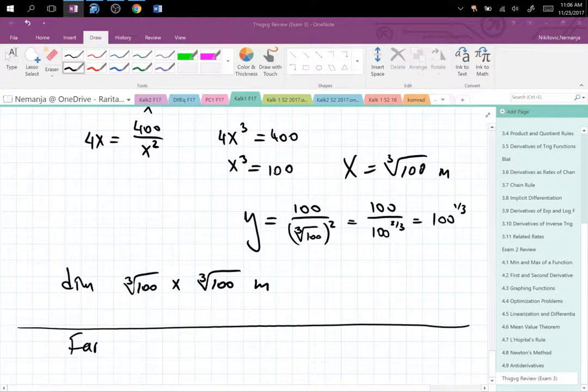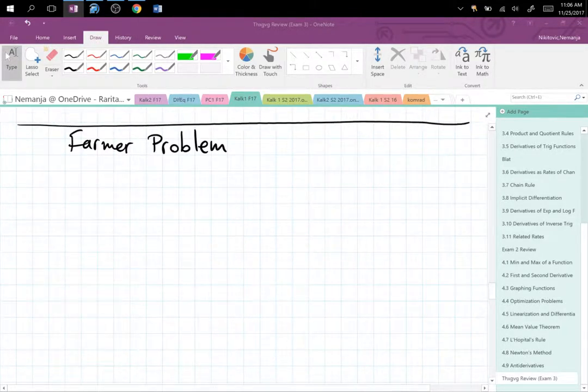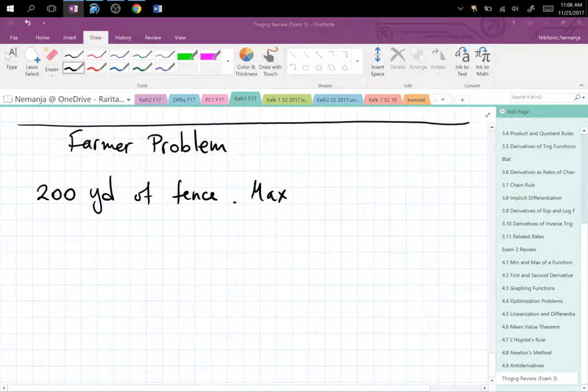We talked about the farmer problem. And we know that the farmer has fence. So 200 yards of fence, wants maximum area. So what are the dimensions? Now, I want to set up a really crazy situation, right?